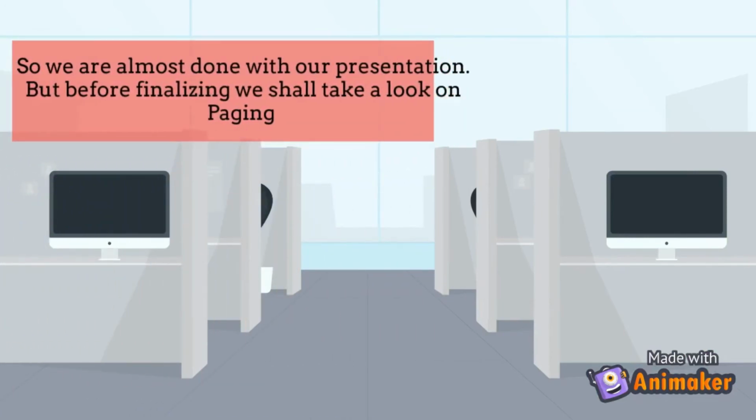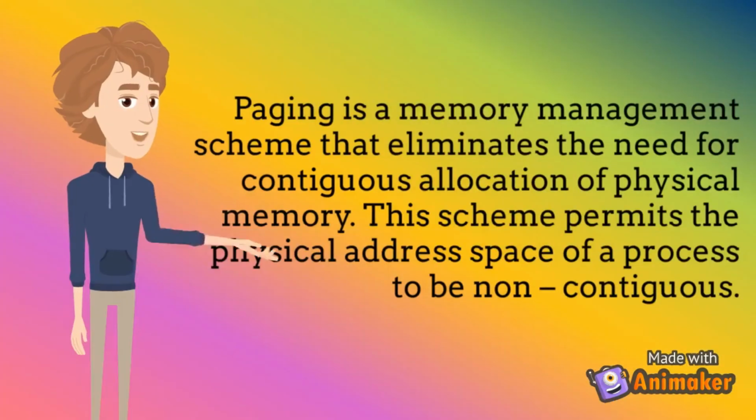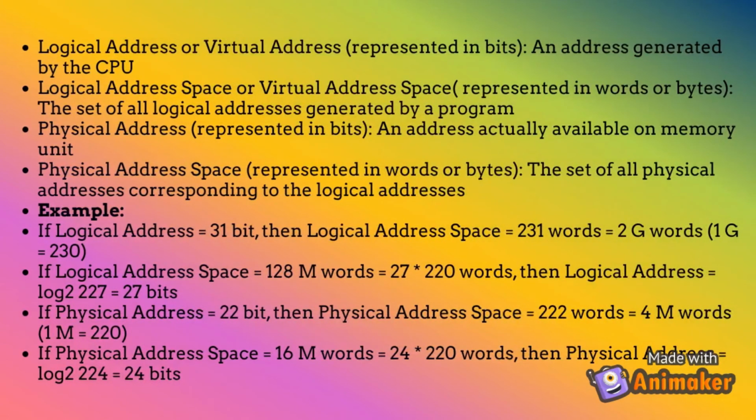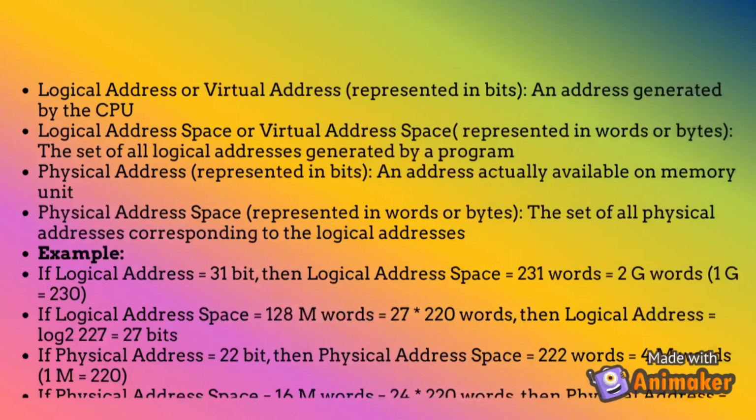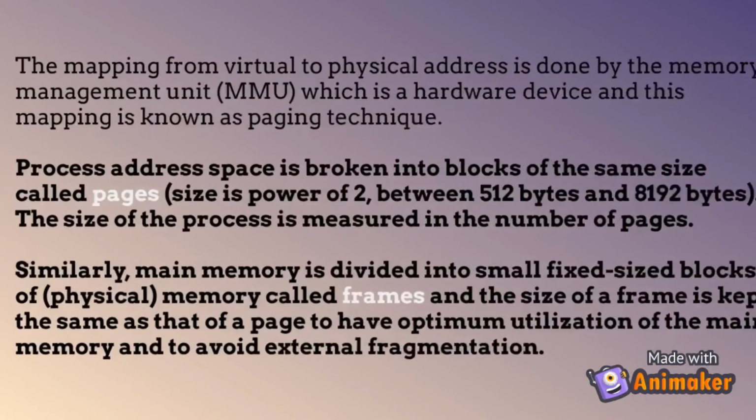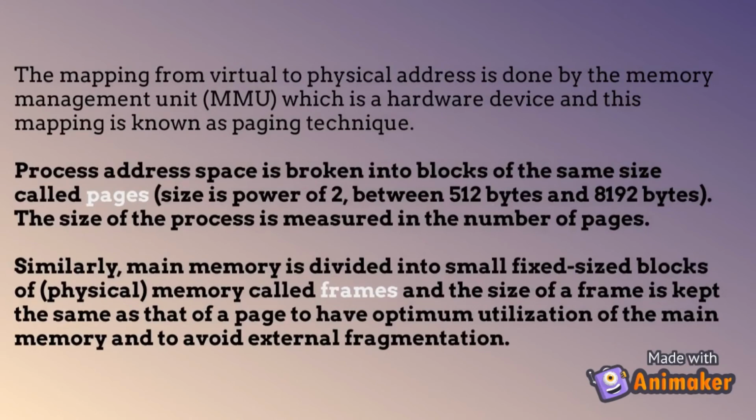So now comes the turn for the final topic: paging. Paging is a memory management scheme that eliminates the need for contiguous allocation of physical memory. This scheme permits the physical address space of a process to be non-contiguous. Now let's study our paging technique. The mapping from virtual to physical address is done by the memory management unit, MMU, which is a hardware device, and the mapping is known as the paging technique.